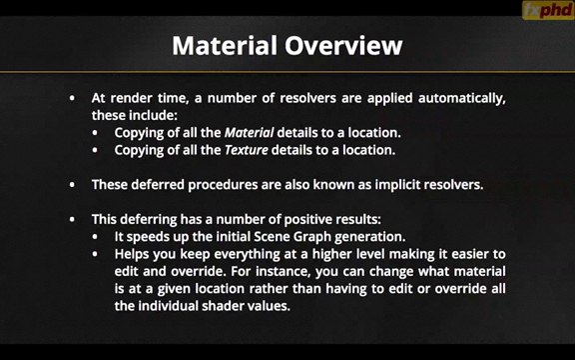Okay, so why would this be important? Well, it has some key positive results. One is that it speeds up the initial scene graph generation because those materials and textures are basically not being resolved or used until much later on down in the node graph. So you're not having the overhead of those. And also it helps keep everything at the highest level possible, making it easy to edit and override. Okay, so this is happening automatically in the node graph inside of Katana as we're working. Now we'll come back to whether we can override that process a little bit later in the class.